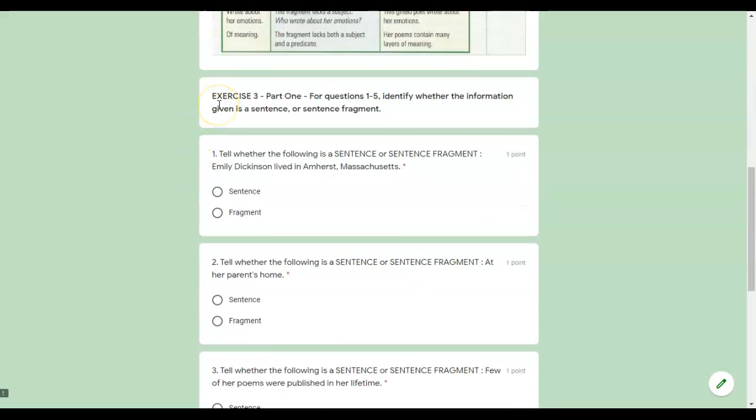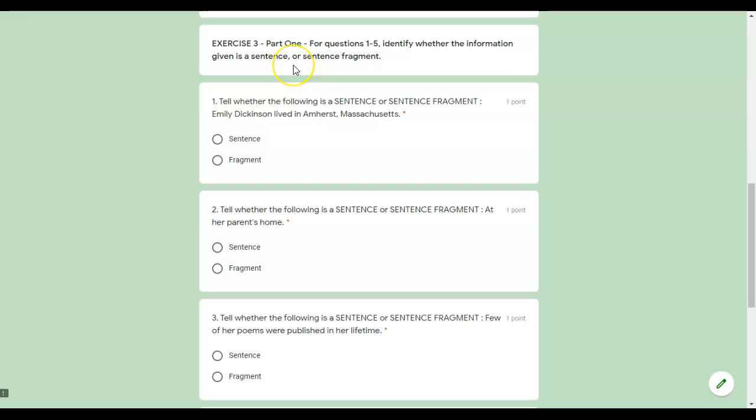So exercise 3 is split into multiple parts. In part 1, questions 1 through 5, you're just going to tell me if the information given is a sentence or a sentence fragment. Does it have a subject and a predicate, or is it missing one or the other? So let's do number 1 here. Tell whether the following is a sentence or sentence fragment. Emily Dickinson lived in Amherst, Massachusetts. Do we know who or what that sentence is about? Yes, Emily Dickinson. So we have a subject. Do we know what she did? Yes, she lived in Amherst, Massachusetts. We have a predicate. So that would be a complete sentence.